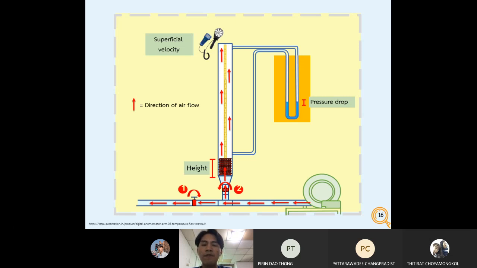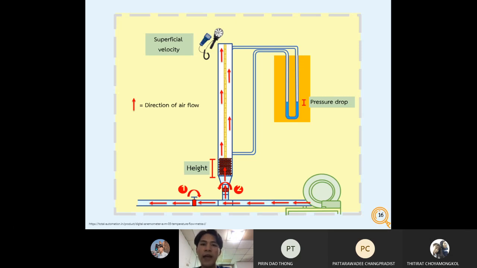Then you have to observe the minimum velocity that makes your rubber band move up. After that, you have to increase the velocity of the airflow slowly. If the rubber band moves up beyond the top of the column, you have to stop your experiment and do the reverse by decreasing the velocity of the airflow until you encounter the minimum velocity again.